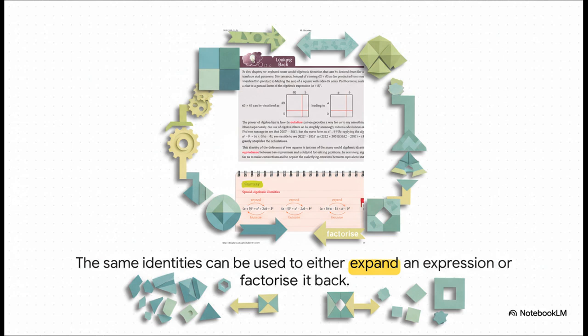These identities are a two-way street. See the arrows? They point both ways. That means you can read the formula from left to right to expand an expression, or you can read it from right to left to factorize it. It makes them this incredibly flexible, versatile tool in your math toolbox.